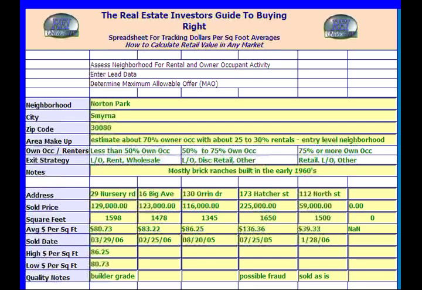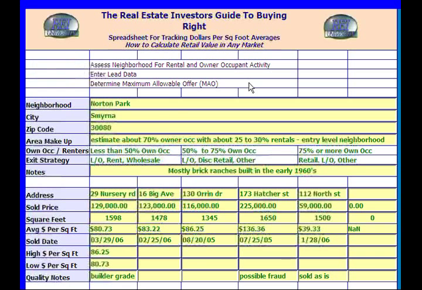So what we're doing in this spreadsheet is assessing a neighborhood for rental and owner-occupant activity. We are then entering our lead data for our particular leads that we might have generated in a given area or leads that we may generate in the future. And we're going to use that information to help us determine what our maximum allowable offer would be.